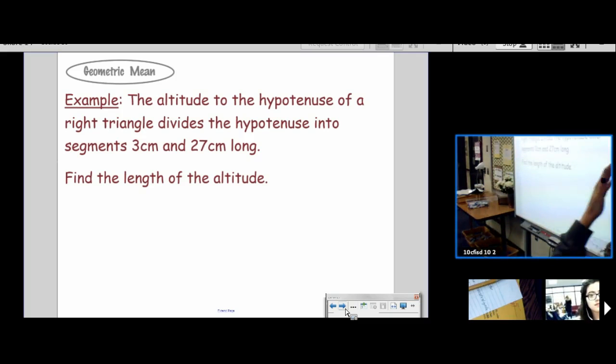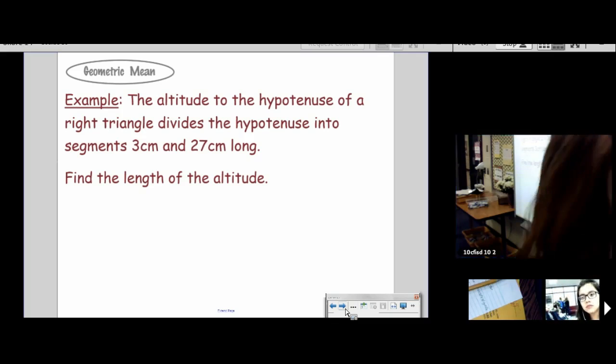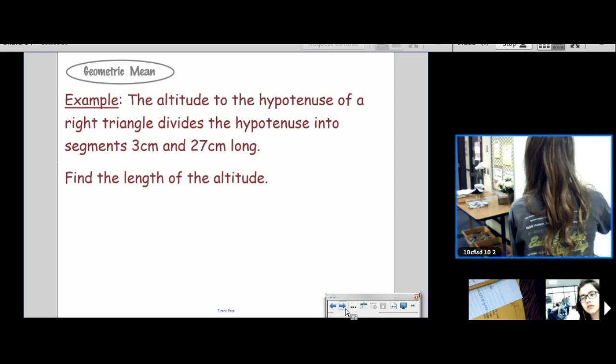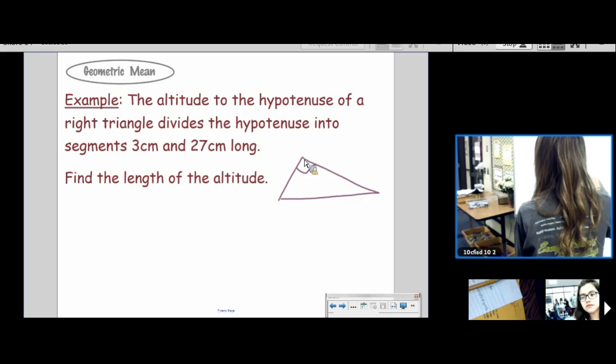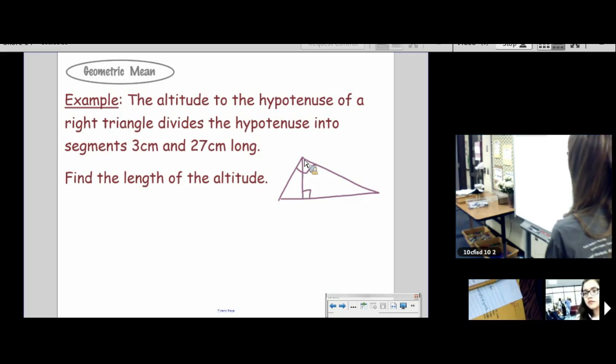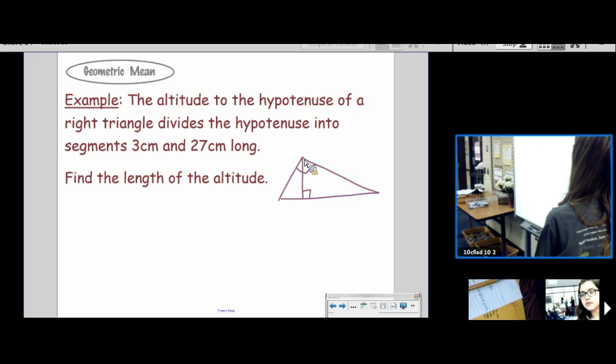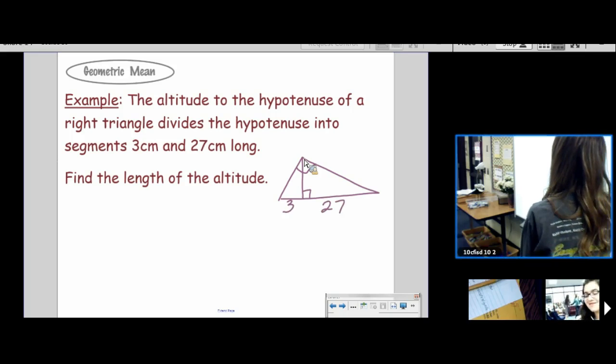The altitude to the hypotenuse of a right triangle divides the hypotenuse into segments 3 centimeters and 27 centimeters long. Find the length of the altitude. You could draw a picture. You can orient your right triangle any way you feel like. I'm going to go ahead and put the right angle there and the altitude there. It divides the hypotenuse into segments that are 3 and 27. Find the length of the altitude.